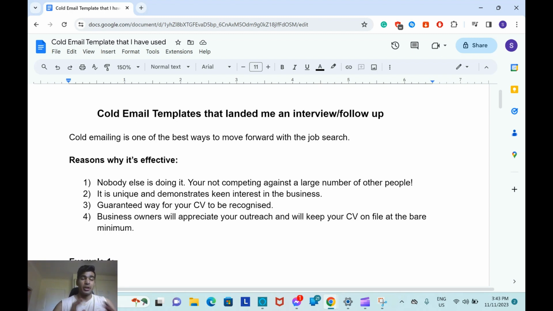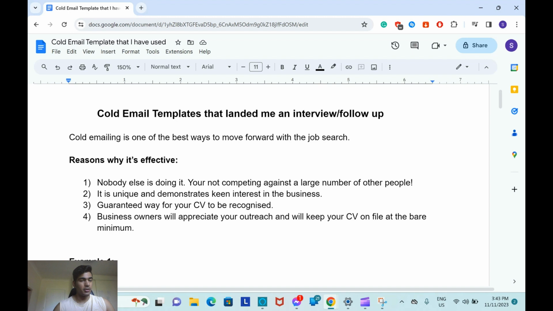Sorry about that. Okay. The next thing is it's a guaranteed way for your CV to actually be recognized. Whenever you send a cold email out, provided they don't ignore it, what this means is they're going to have to look at your CV. They're going to have to look at your details, and they're going to have to at least scan your application. So, especially if you go for the big businesses, like all those big corporates or big four, it's very, very common for them to actually cull CVs after a certain criteria, so say like a WAM or something like that, or a GPA.